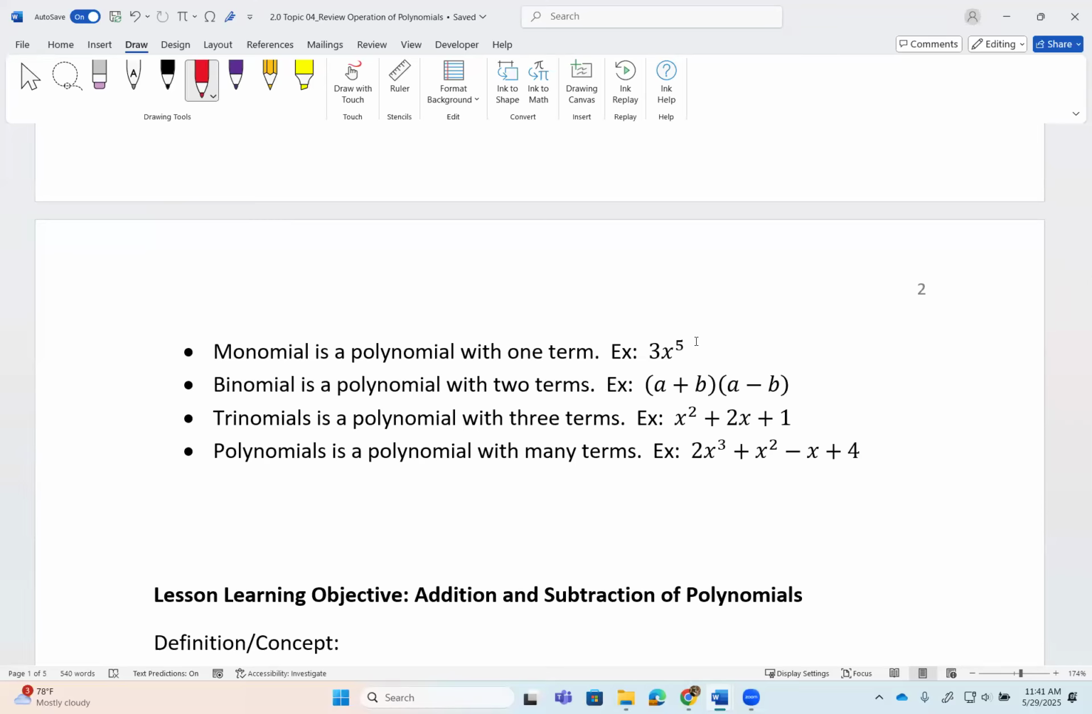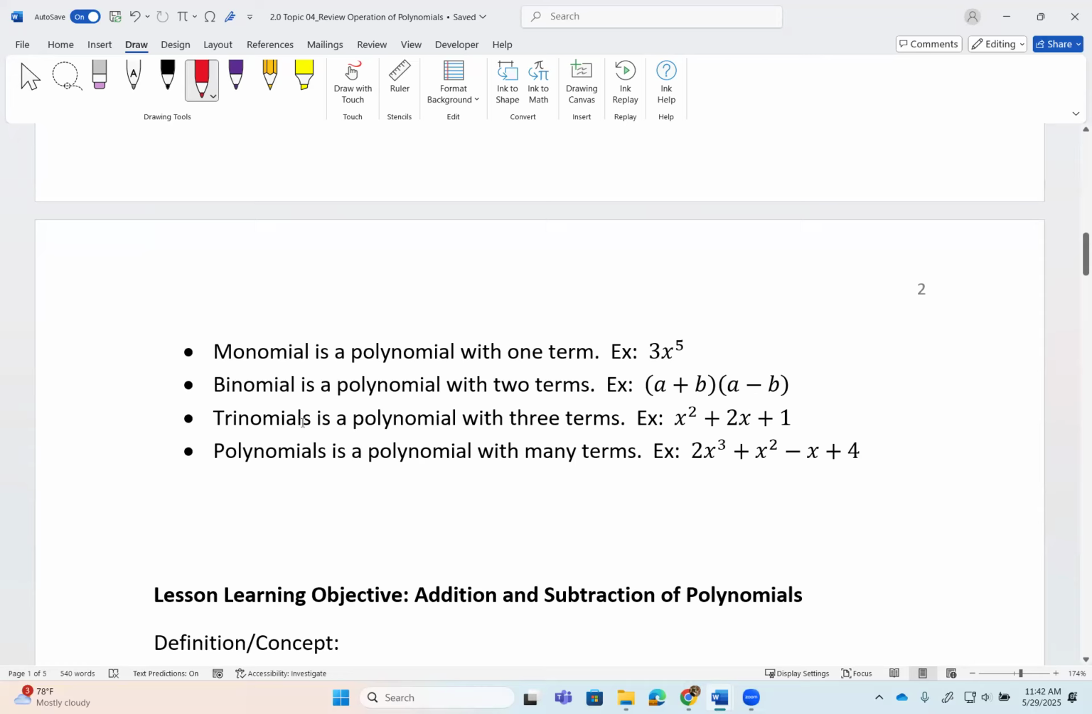A binomial is a polynomial with two terms, not just any two terms. We use this word binomial to describe the type of problems dealing with polynomials, just like (a plus b) times (a minus b). So this is actually considered a binomial times a binomial, or two terms times two terms.